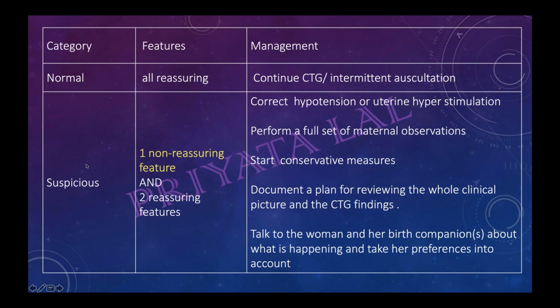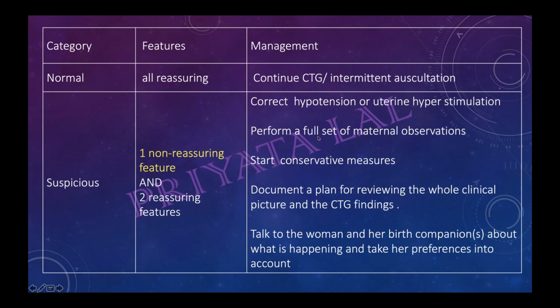Another, this will be suspicious. If only one non-reassuring feature is there, then it will be a suspicious CTG. So this much you have to do. This is from the NICE guideline only. Why is it there? You have got some suspicion. Either uterine hypercontraction, hyperstimulation, or hypotension can be there.